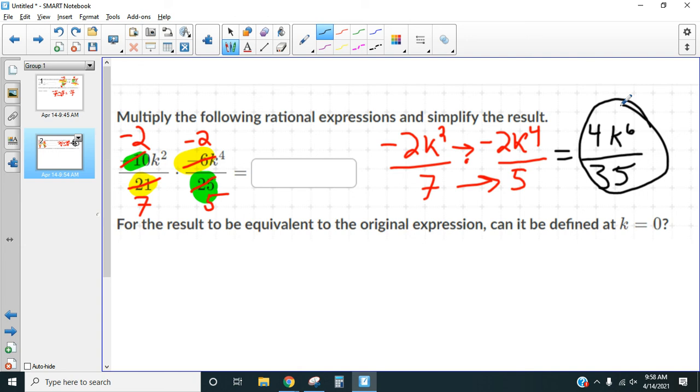So not every answer will have the variables canceled. Not every answer will be a division one. These two kinds of problems are all the kinds you're going to see. All right, you want to try this one now? And this will be all for today. This is all we're doing.